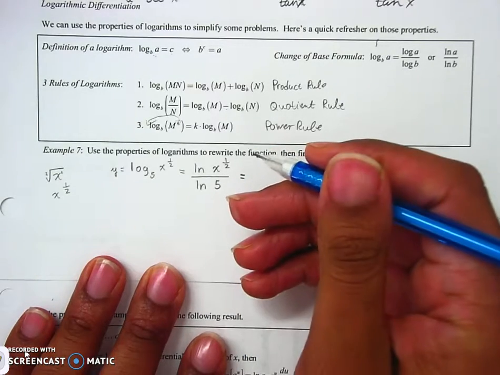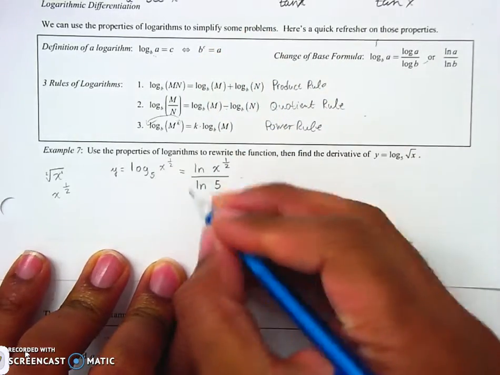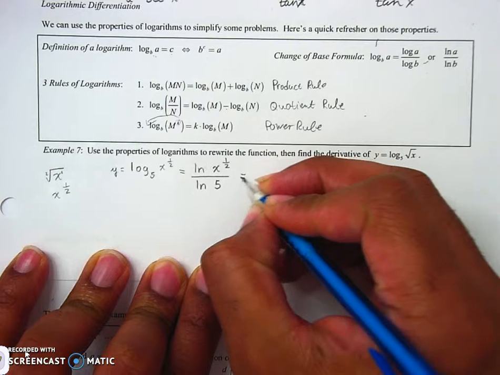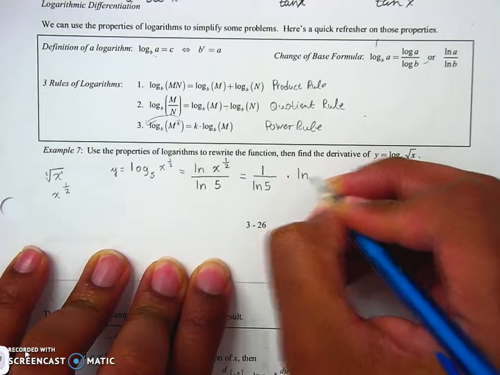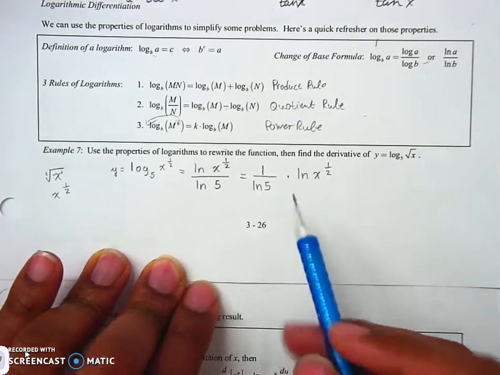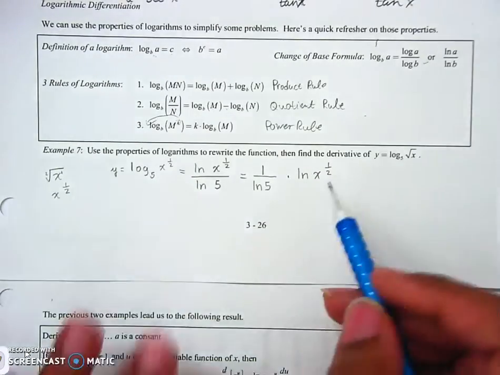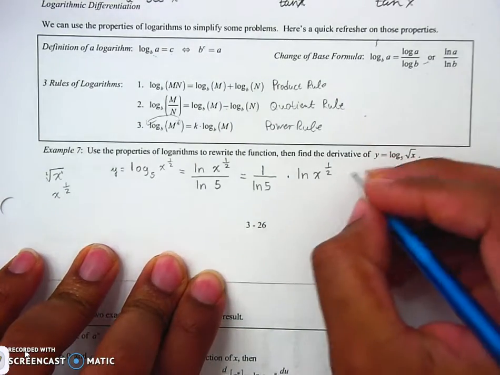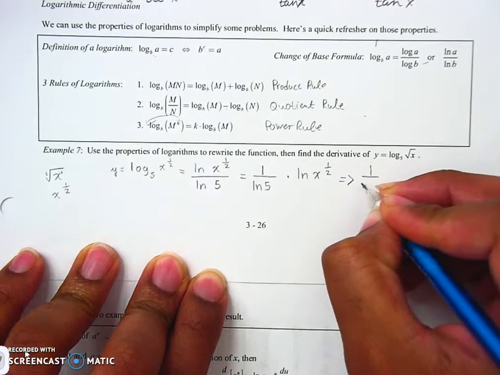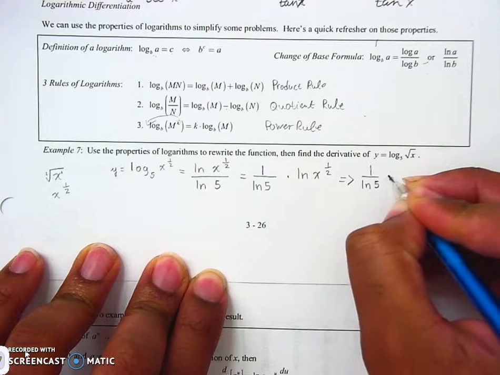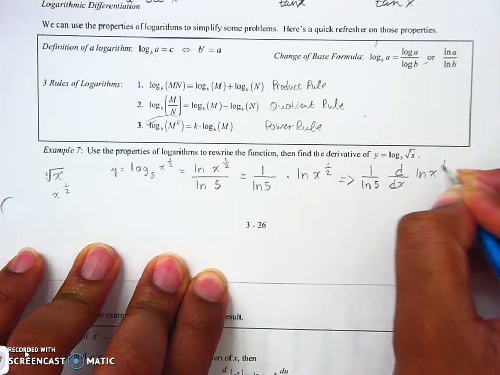Really, we don't even have to use the quotient rule. Because natural log 5 can be considered a coefficient, we can rewrite this as 1 over natural log 5 times the natural log of x to the 1/2 power. If you put that in the calculator, that's a number, and because it's a number, it's a coefficient, so you can move it in front and just deal with the other portion. When we take our derivative, we keep 1 over natural log 5 and take the derivative of natural log of x to the 1/2 power.